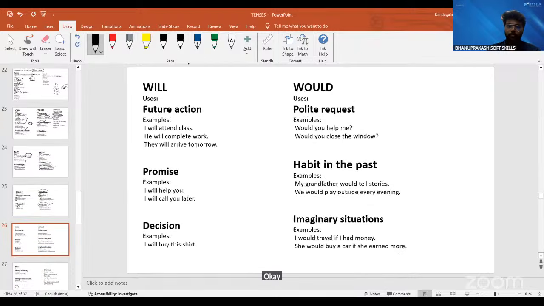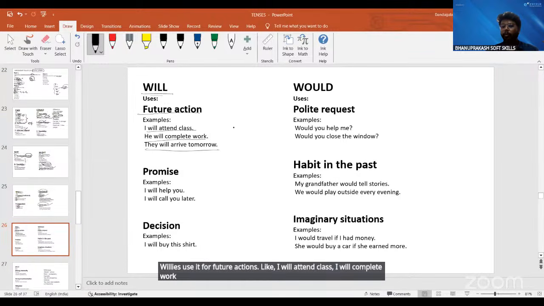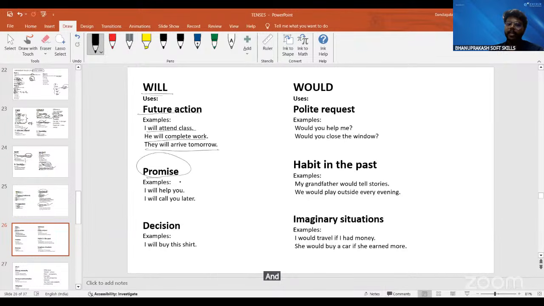Now, next, will. Will is used for future actions. Like I will attend class, I will complete work, I will arrive tomorrow. All these things are simple future tense. And for promises like I will help you or I will call you later. So these are promises. Even for promises, we use the word will.